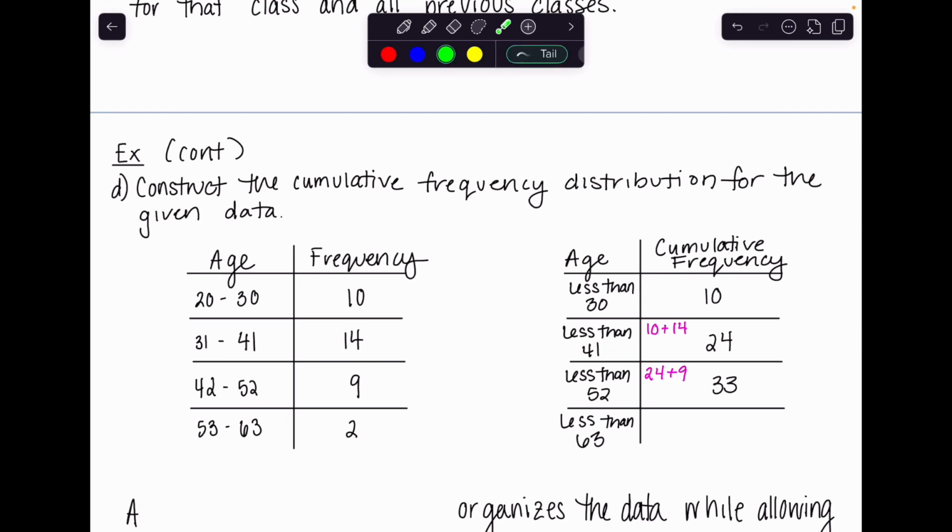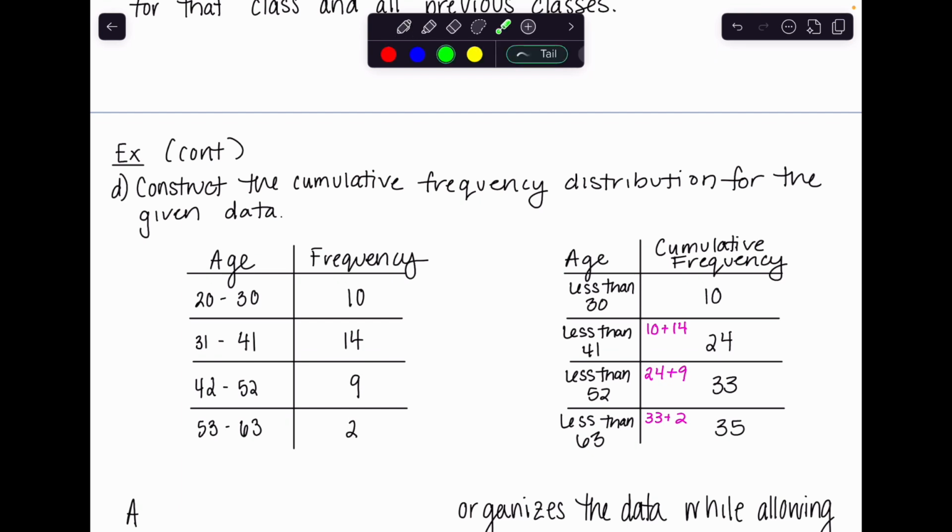And then finally, for this last group, this is basically going to be everyone. So you take the 10 plus 14 plus 9 plus 2, but again, that just takes that previous group and adds the new people that fit into it. So there are 35 people that are less than 63, which is the total amount of data.